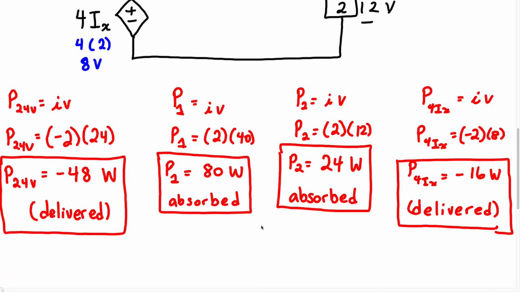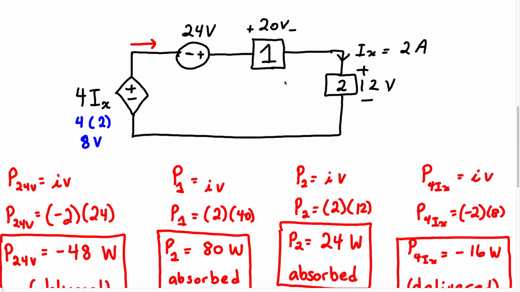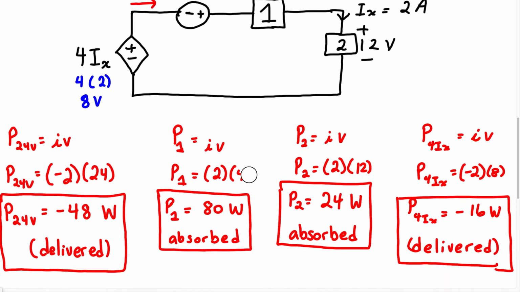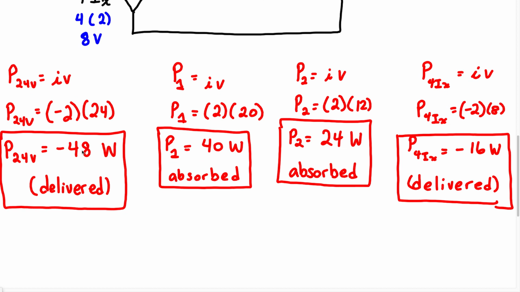Now, I made a slight mistake. The voltage for this particular box is 20 volts, not 40 volts. So I'm just going to change this to 20 volts. And 2 times 20 is going to give us 40 watts. Now, when we look at Tellegen's theorem, we have negative 48 watts plus 40 plus 24 plus negative 16 watts. That's going to give us 0. Therefore, Tellegen's theorem holds true.